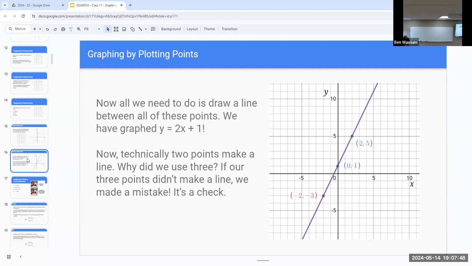But that third point is just for a check. If you are 100% confident, you can absolutely get away with doing 2 points and drawing a line between them. That's fine. It's not going to be the end of the world, but we always do a third one just for a check. If this thing had a curve in it, you might do 5 or 6.